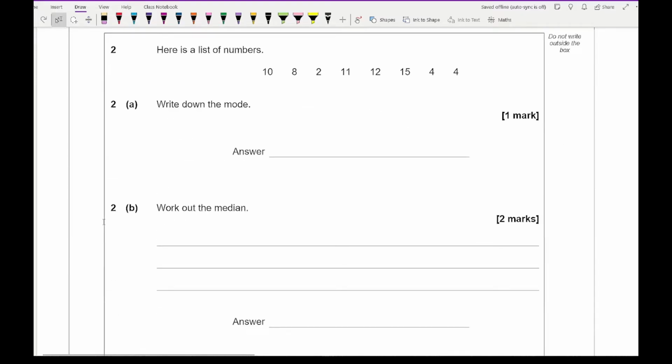Moving on to question 2a, it says write down the mode of the set of numbers. So the mode is the most popular or the most common, and you can see here we've got more 4s than any other number. For 2b, it says work out the median.